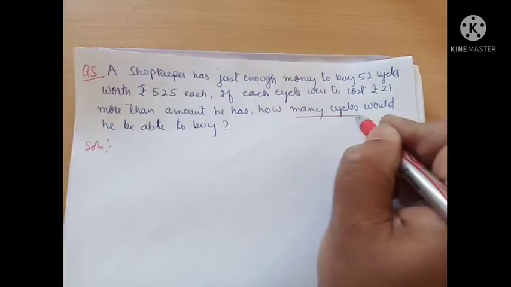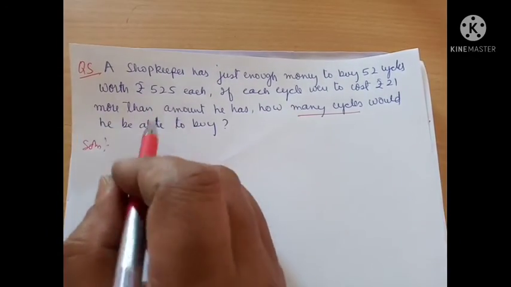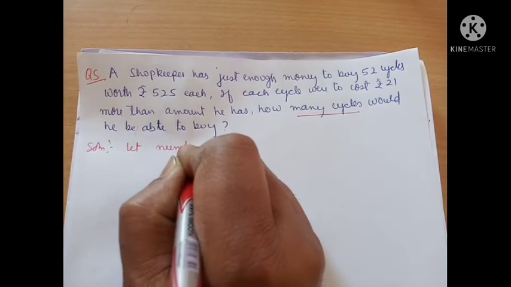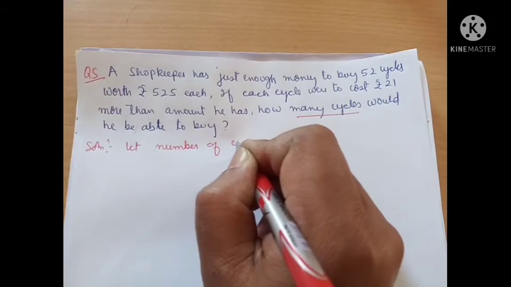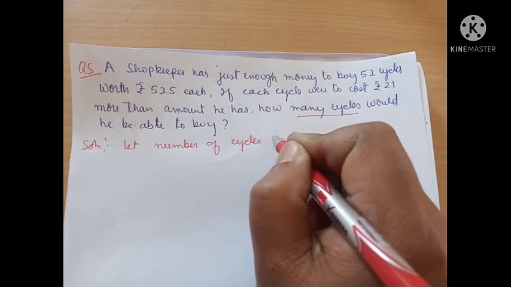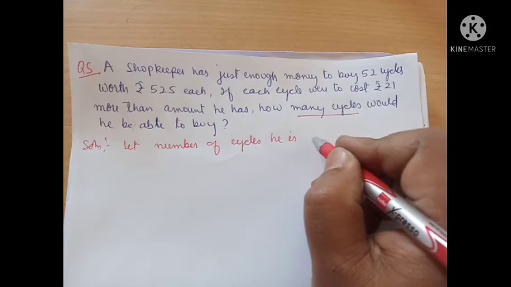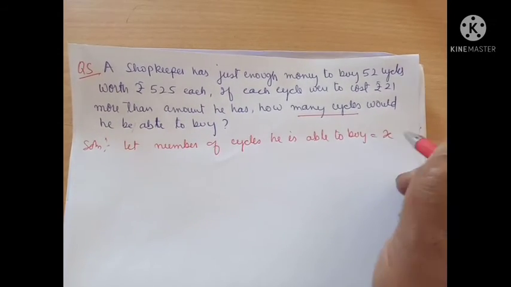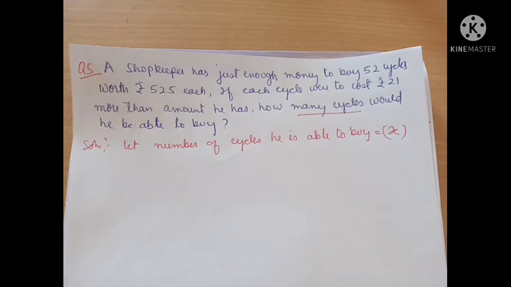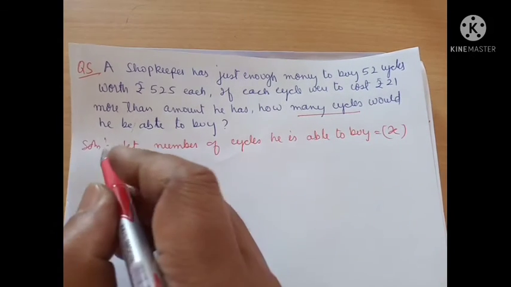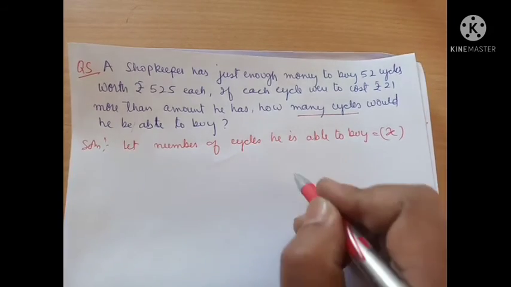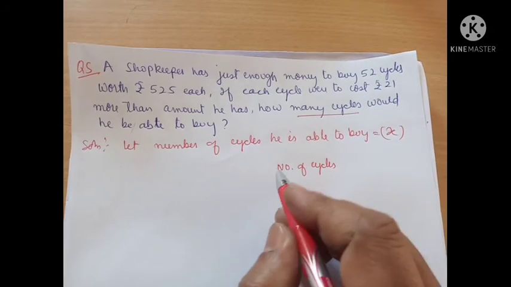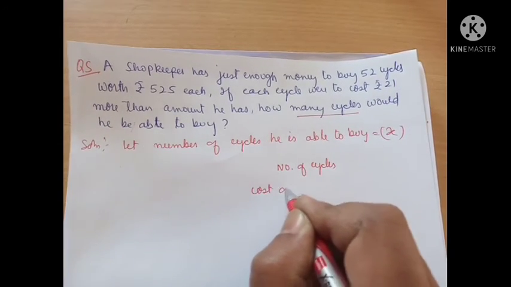Now we are going to find out how many cycles the shopkeeper is able to buy. Let the number of cycles he is able to buy be x. X will be the number of cycles. Now we are going to prepare one table, that is, number of cycles and the cost of a cycle.